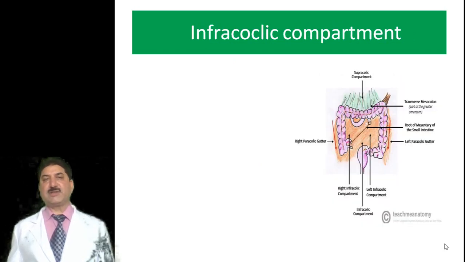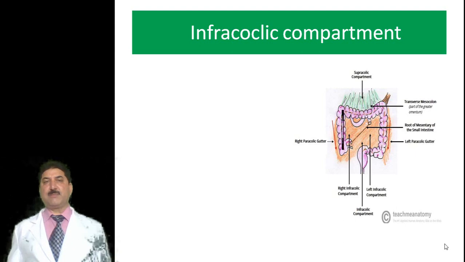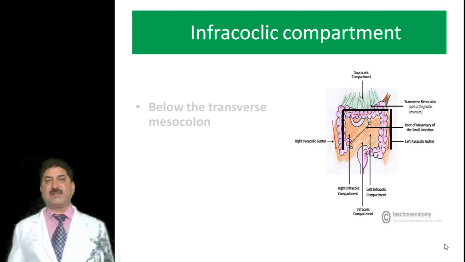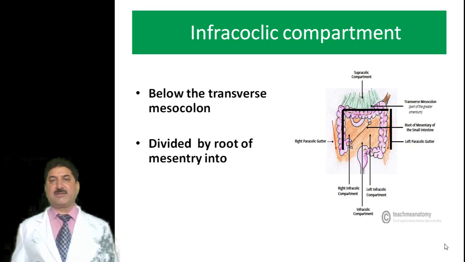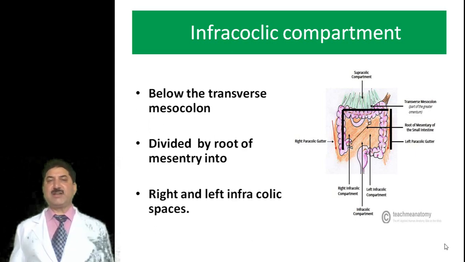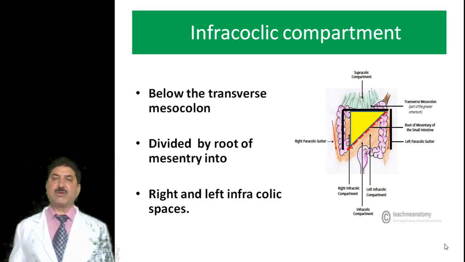As shown in this diagram, the infracolic compartment is bounded on the right side by the ascending colon, superiorly by the transverse colon and mesocolon. On the left side, it is bounded by the descending colon. It is divided by the root of the mesentery into right and left infracolic spaces. The right infracolic space is a triangular space. It is a closed one, in contrast to the left infracolic space, which is open.